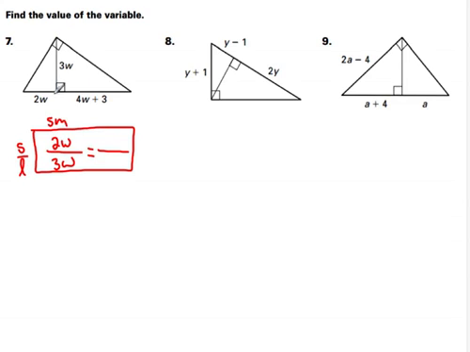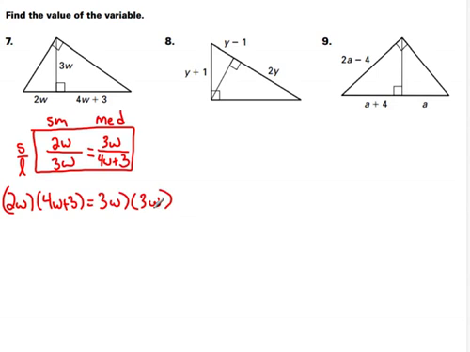I'll then come over here and say, okay, in the medium triangle, I also have these quantities. 3W is my short leg, and my long leg is this part here, 4W plus 3. What I'll do now is cross multiply with this ratio. So that'd be 2w times 4w plus 3, and that's going to be equal to 3w times 3w. This becomes 9w squared. This becomes 8w squared plus 6w.